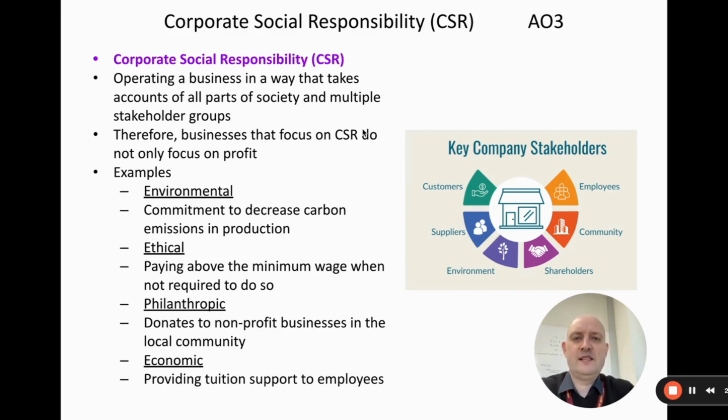So CSR basically is saying, it's not just profit, we're going to care about other things as well. And generally, you'll find that the main ones are environmental and ethical. Some CSR definitions have a focus on ethical and environmental objectives, but there's also these other two below.